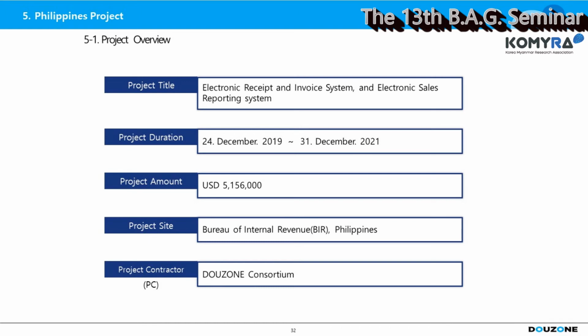Currently, Douzone is conducting a project on an electronic receipt and invoice system and an electronic sales report system in the Philippines. We are cooperating with KOMYRA and BIR. BIR is the Philippine taxation office. This project is conducted under the KOMYRA ODA project. The project runs for 2 years until December next year, and the total project cost is $5 million.